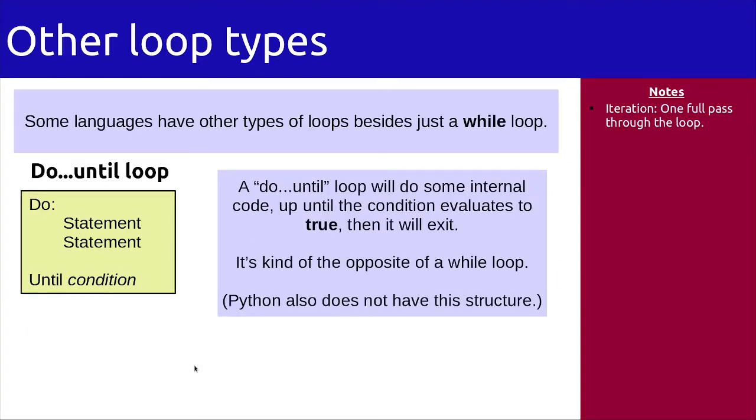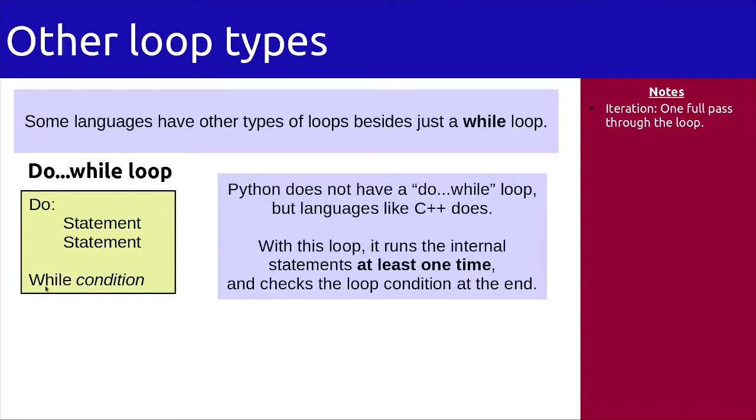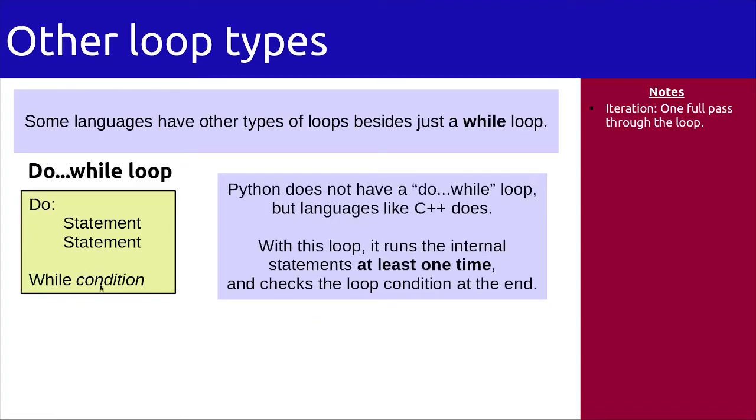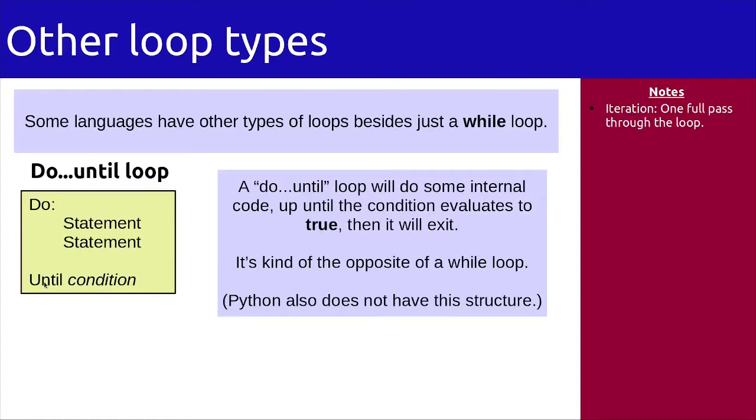There's also the do until loop, but Python also doesn't have this. I don't think C++ or Java or C# have this. At least I've never seen it ever used. But the idea is do these statements until we hit a condition. So instead of loop while this condition is true, we say do this until a condition is true. So it's kind of the opposite. Loop while true, do, and then stop when this is true. But since we don't have this in Python, we're not really going to worry about it too much.